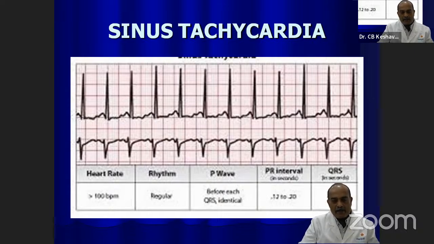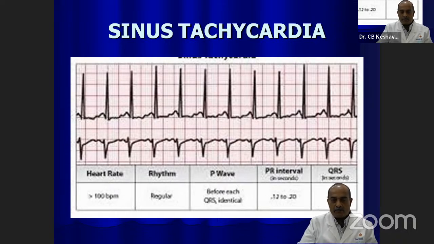So in sinus tachycardia, heart rates are usually more than 100 beats per minute. The rhythm is absolutely regular. If you see the RR intervals, they are regular. And the PQRS relationship is absolutely maintained. The PR interval is the same, and PQRS are identical to each other, and they're related to each other. And the QRS is usually normal in width and height. There is not much change in that. So this is sinus tachycardia. We should recognize it from other rapid arrhythmias so that we don't inappropriately treat something.